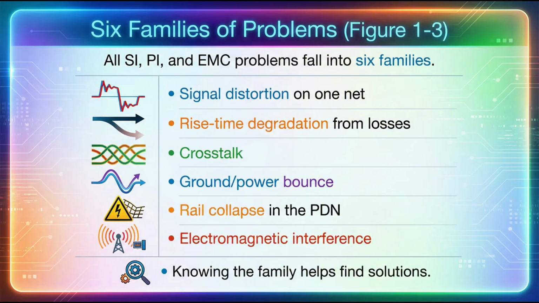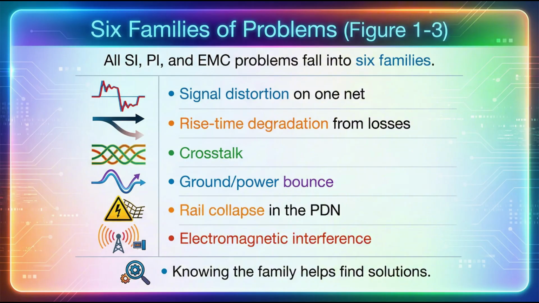Six families of problems. In reality, all signal integrity, power integrity, and EMC problems fall into just six families. These include signal distortion on one net, rise time degradation from losses, crosstalk, ground and power bounce, rail collapse in the PDN, and electromagnetic interference.